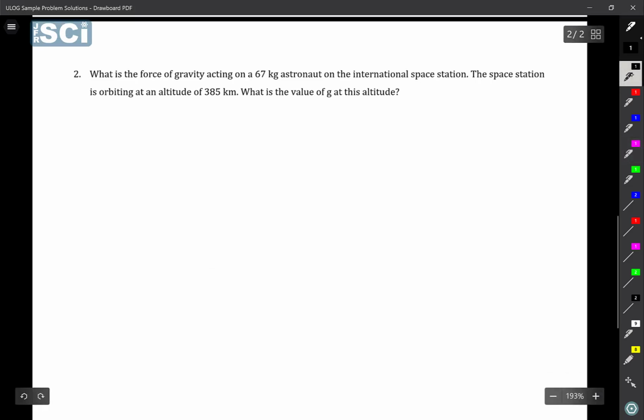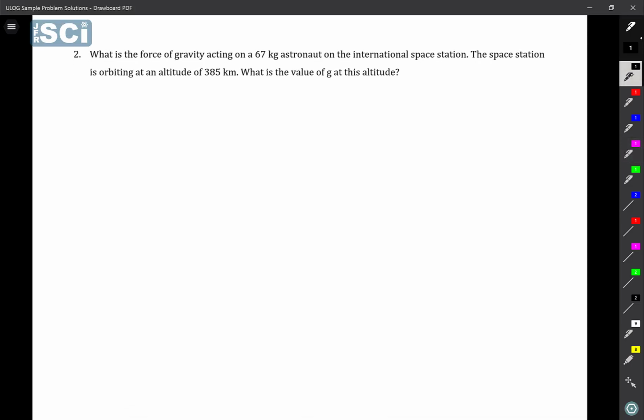Hey Royals, this is problem number 2 of the universal law of gravitation. So what we'll do with this one is we'll look at the force of gravity of a 67 kilogram astronaut on the International Space Station. And then we do know that the space station is orbiting 385 kilometers above the Earth's surface.